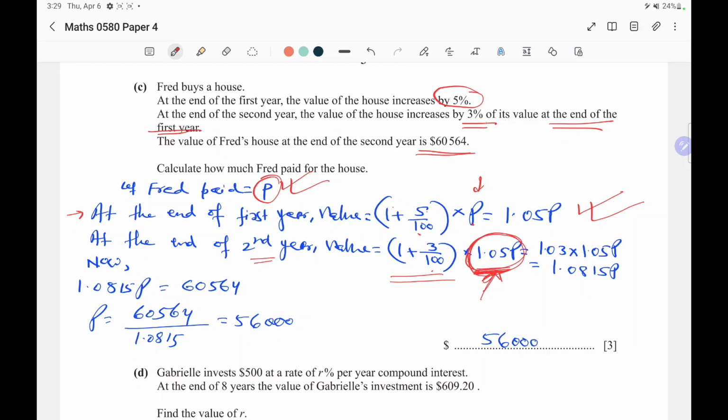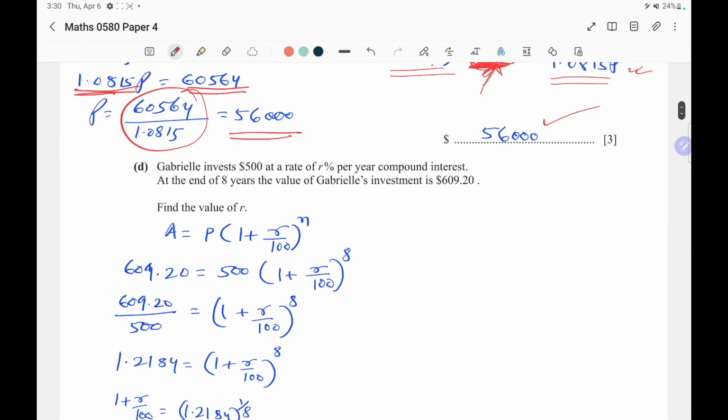And it is already mentioned that the second year value has been increased 3% on the end of the first year. So we have to multiply this value, 1.05P. So this is 1.03 times 1.05. Just calculate, you will get 1.0815P at the end of the second year. And at the end of the second year, value is already given to us, that is 60564. So just equate them together and then divide by 1.0815 like this, and just calculate, you will get this answer, 56,000.